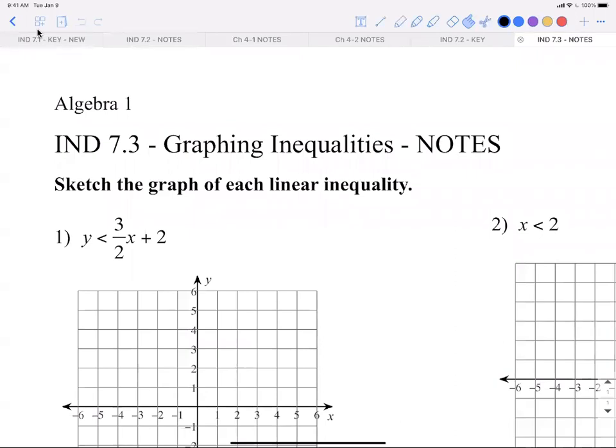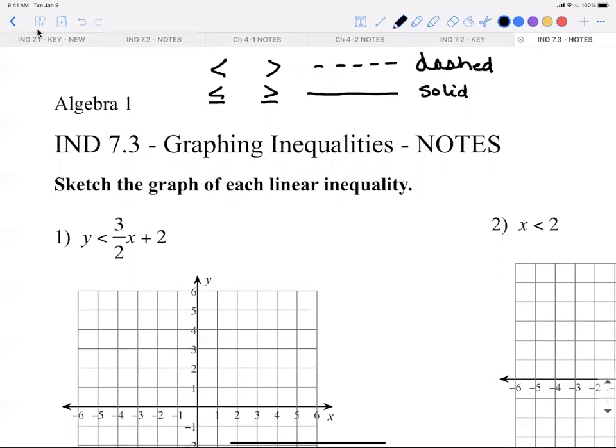The first thing you have to keep in mind, and hopefully this is a little bit of a review, is that when you have either a less than or a greater than sign, you use a dashed line to complete your linear equation. You'll see what it means here in a minute. And if you have less than or equal to or greater than or equal to, you use a solid line to complete your linear equation or to connect your points.